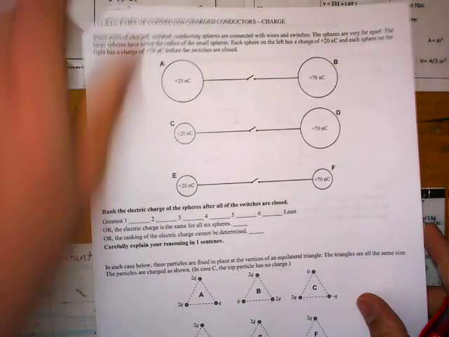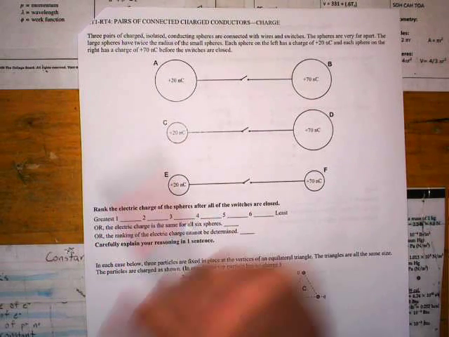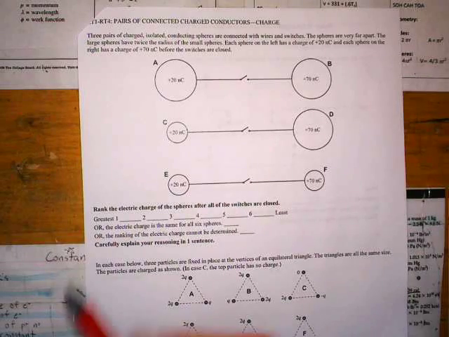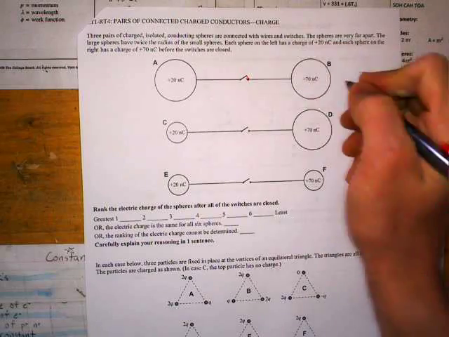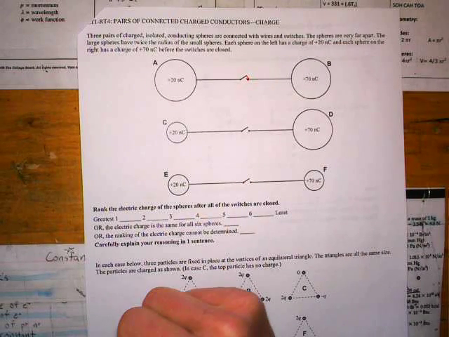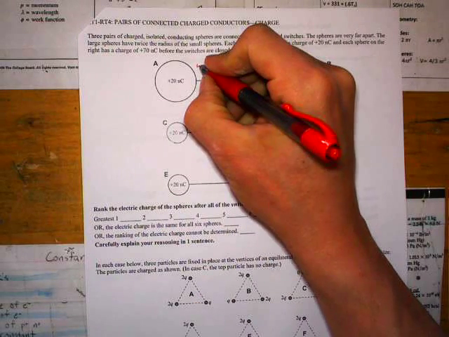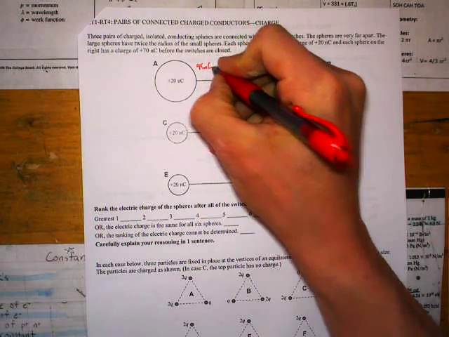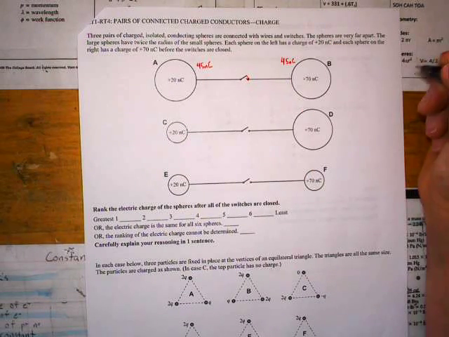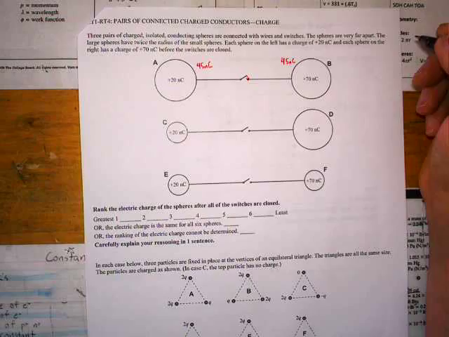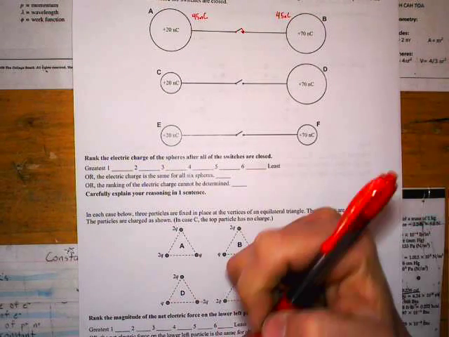Alright, this one. I've got imbalanced charge on these things. The switch gets closed, okay? And when this switch gets closed, these are going to equalize. So I've got a total charge of 90. They're going to equalize to 45 nanocoulombs. And they're going to be the same, okay? Alright, now part E and F, smaller spheres, but still going to equalize.